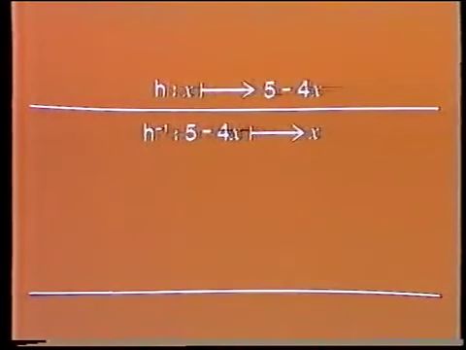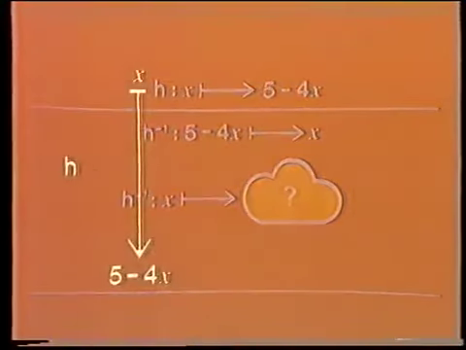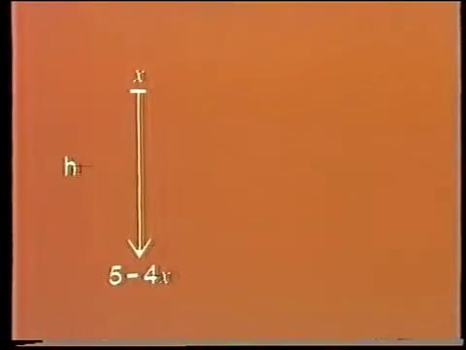Now, the usual form of a function is x maps to something. How can we work out what to put in the cloud? The clue comes from looking at what you'd do if you were using a calculator. To get an output of 5 minus 4x from an input x, you'd start by multiplying x by 4 to get 4x. Now we want minus 4x, so you have to change the sign.